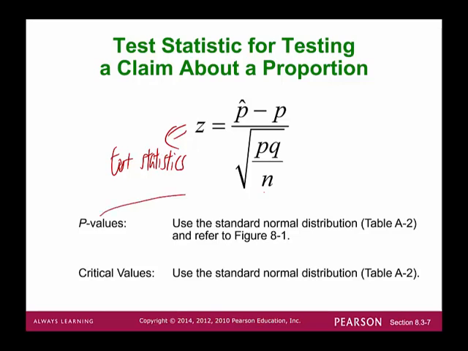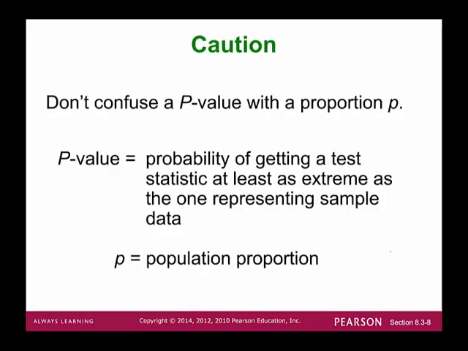The p-value we will find from table A2, and the critical value we can also find from table A2. The p-value is different from the population proportion P. The p-value is the probability of getting an unlikely or extreme event, a test result at least as extreme as the one presented by the sample data. P is the population proportion, so they mean different things.